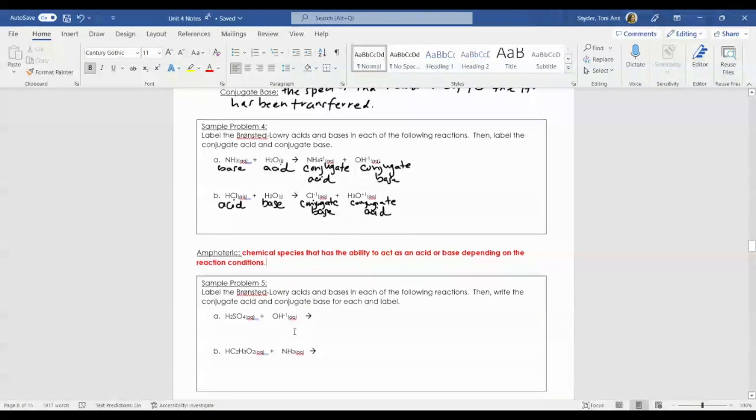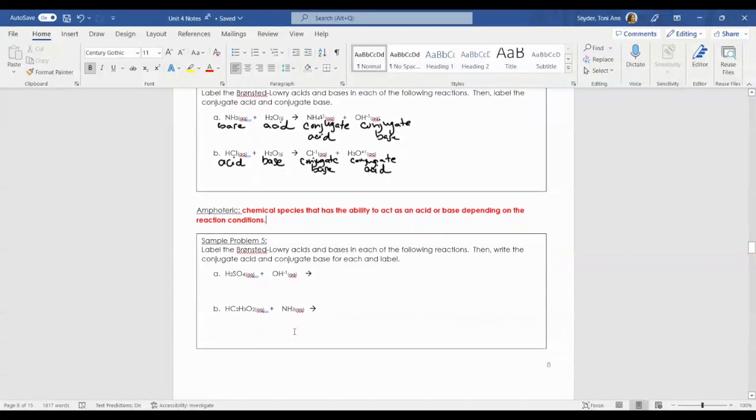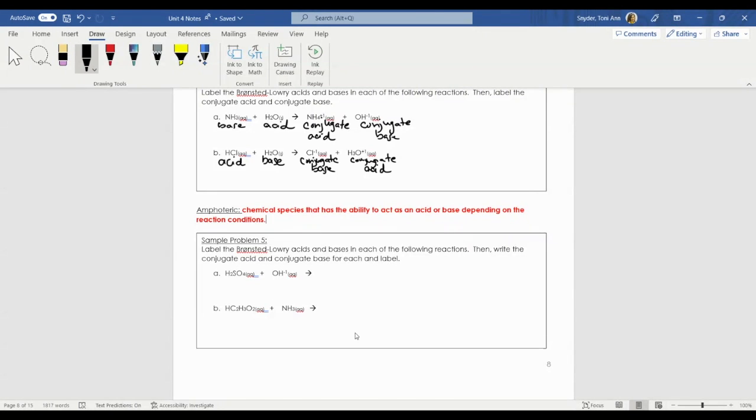Let's take a look at this next one right here. Label the Bronsted-Lowry acids and bases in each of the following reactions. Then write the conjugate acid and the conjugate base for each and label. So let's get the pen back over here. Looks like I have some sulfuric acid and I have the hydroxide ion.